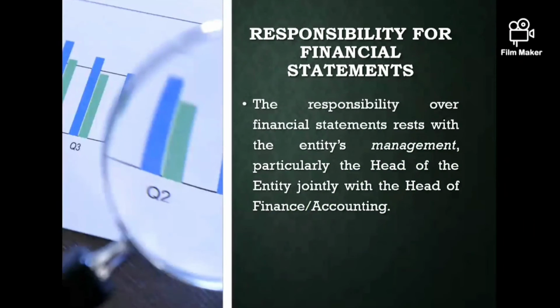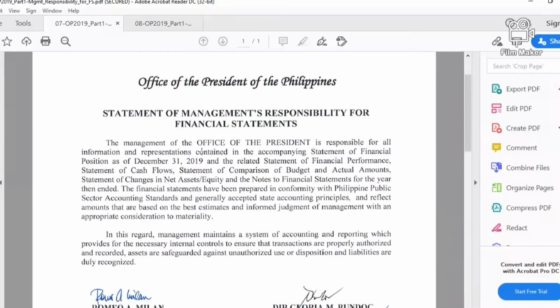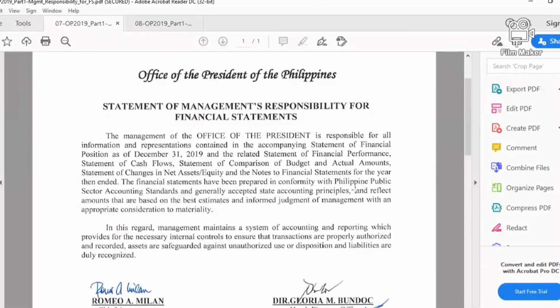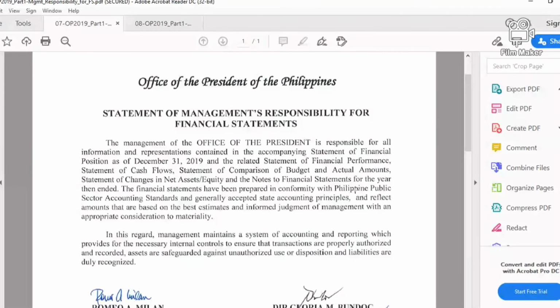Responsibility for financial statement. Who are responsible in the presentation of financial statement? It rests with the entity's management, particularly the head of the entity, jointly with the head of the finance or accounting. So, papakita ko naman sa inyo ngayon, ang tawag sa kanya, Statement of Management Responsibility for Financial Statements. This is the FS of the Office of the President for the year 2019.